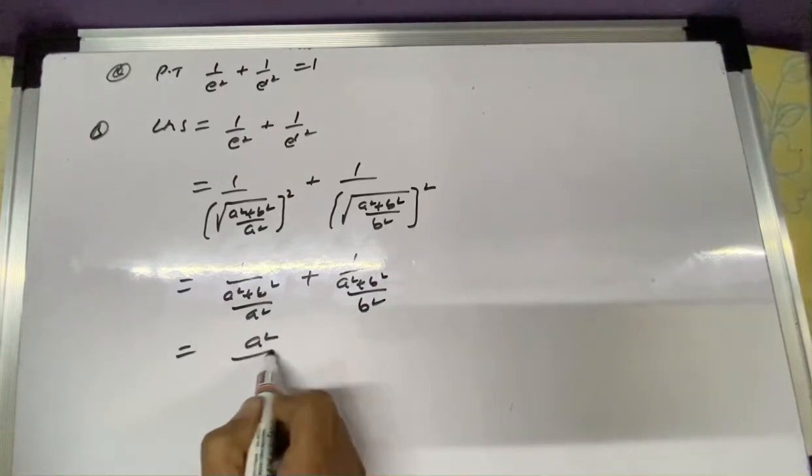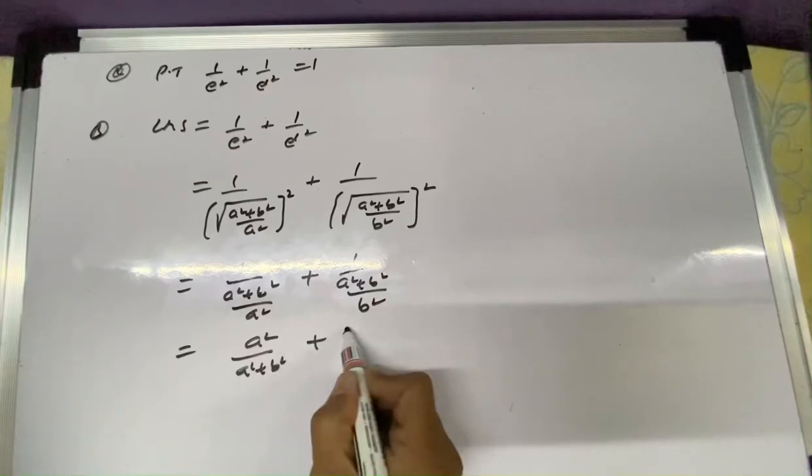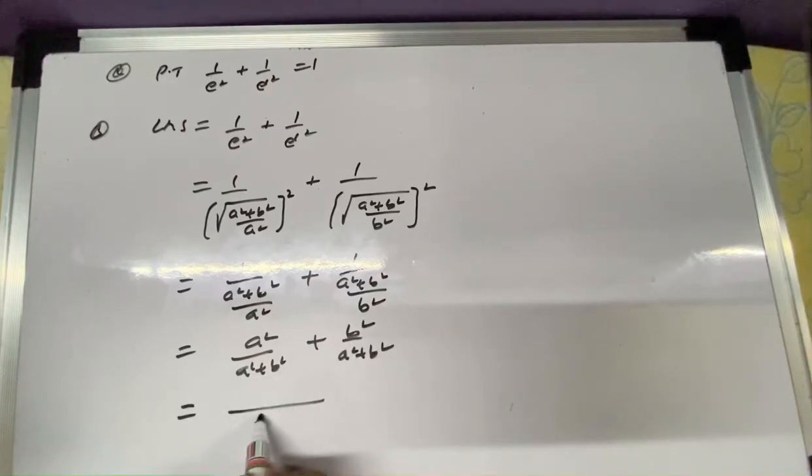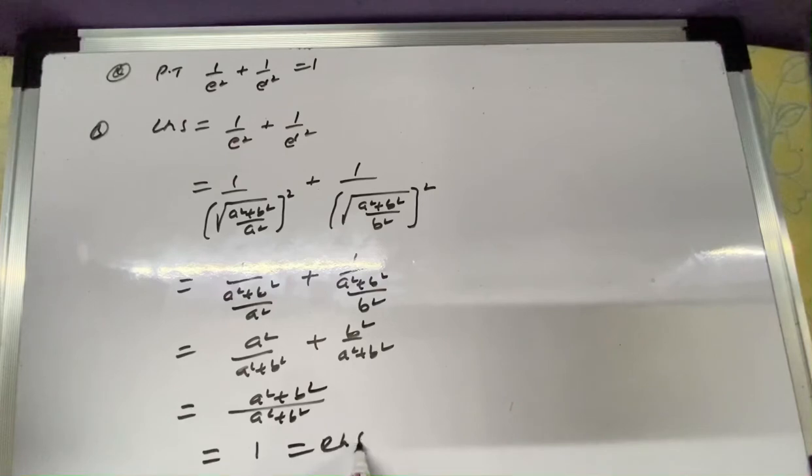This is a square by a square plus b square, and this one is b square by a square plus b square. A square plus b square common, so a square plus b square by same is 1, that is equals to our RHS.